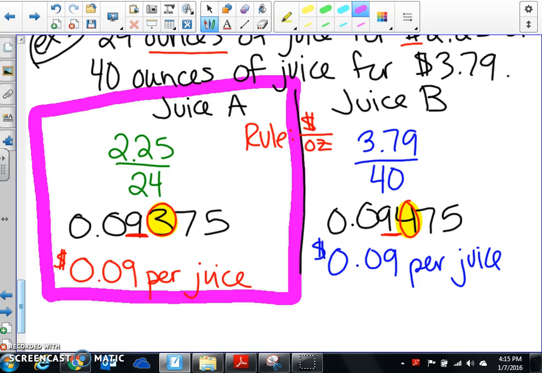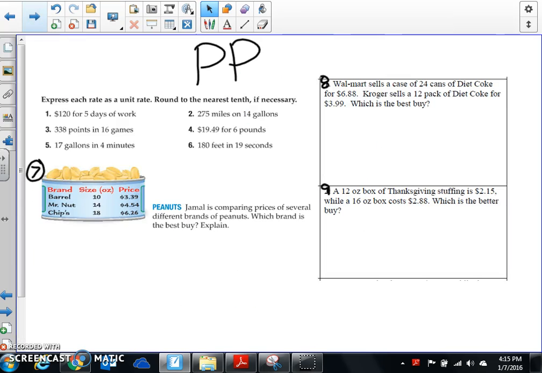Okay, here are your practice problems. Go ahead and write them down. There are 9 of them. 1 through 6 should be pretty quick. Remember, if there's money involved, money is always on top. Okay?